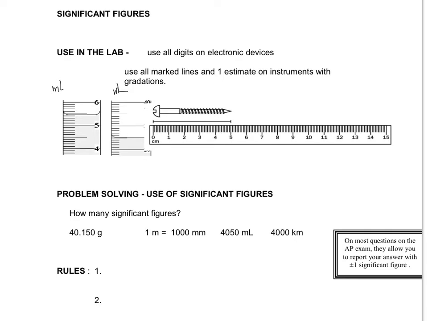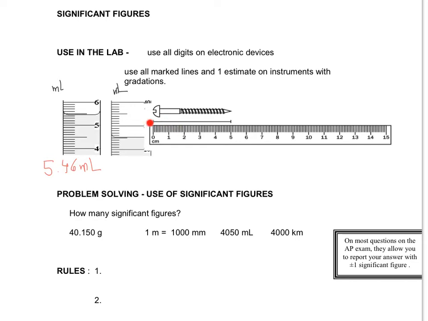In that first one, I can tell for sure that it's between 5.4 and 5.5 milliliters. The 5.4 is what I know for sure, so I record that down. Then I estimate 1 more, so I'm going to say maybe 5.46 milliliters. It is understood that that last digit is an estimate. If they ask you on the AP exam to record that value, they'll accept probably anywhere between 5.44 to 5.48 milliliters.